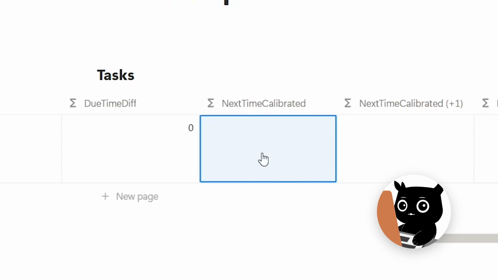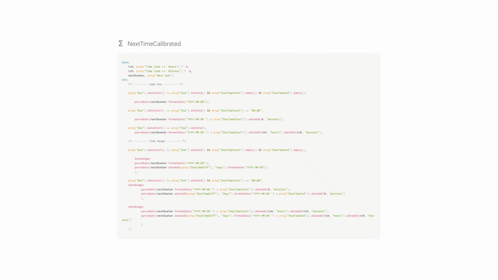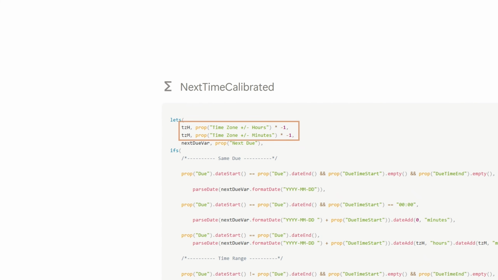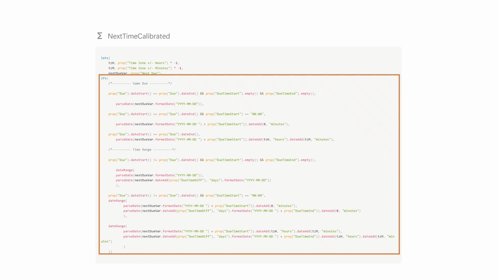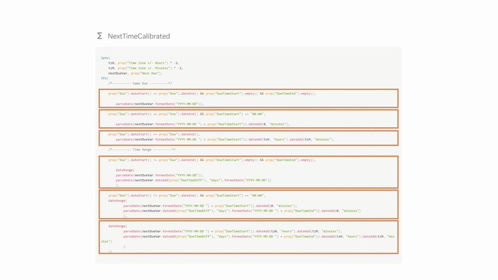For next time calibrated, this is the direct reference date of our automation, which we will add later. The formula goes like this. How this works is we first set the variables, which is the 2 time zone value, and the next due. The if statement creates 6 states in 2 groups. It has many potential states because we want to match the formatting state of the due property as follows.